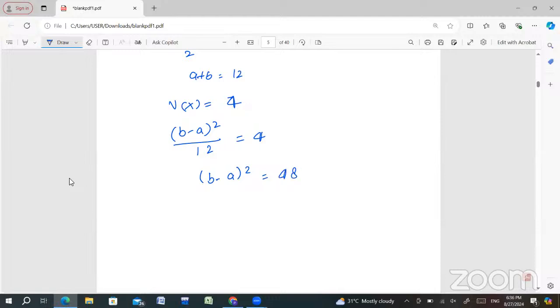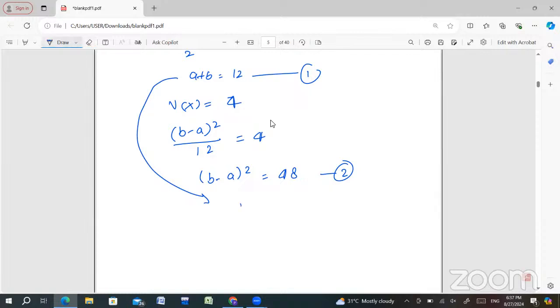Yeah, b minus a whole square will be 48. Okay, so we have got these equations: a plus b equals 12 and b minus a whole square equals 48. From these equations, we can write a plus b whole square equals 144, right? You know the formula for a square minus b square: it is a minus b times a plus b. We will use this.